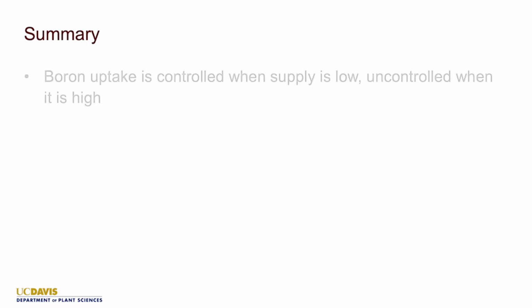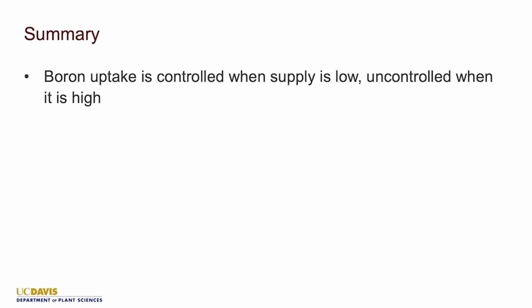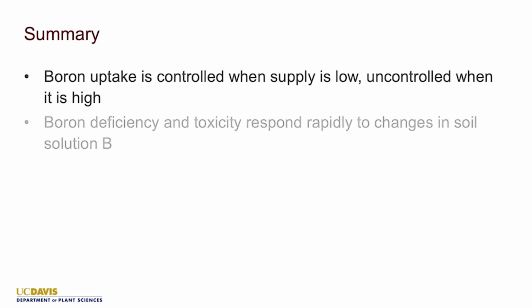So I'm going to summarize this section and what we have learned. We looked at nutrient uptake, we looked at the toxicity patterns, and we looked at flower abortion. And the take-home messages that are important is, firstly, boron uptake is controlled when the supply is low, but it's uncontrolled when the supply of boron is high. Boron deficiency and toxicity therefore respond very closely to soil solution boron.